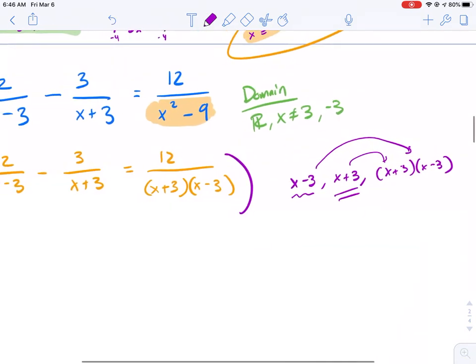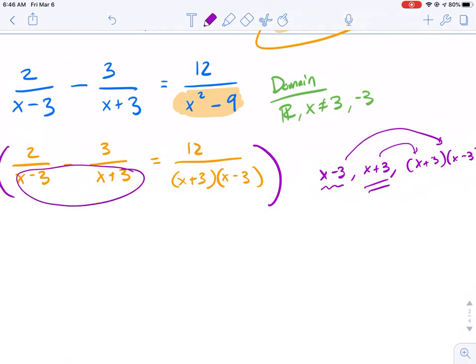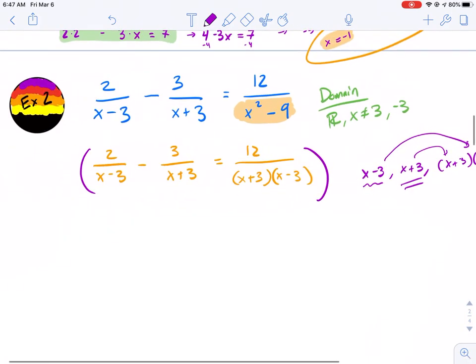Okay? It's a long way of saying that you multiply these two together to get this one. So this one is your least common multiple because the other two fit, aka are factors of the other one. So this looks long, but it's not too bad. We're going to do x plus 3 times x minus 3.